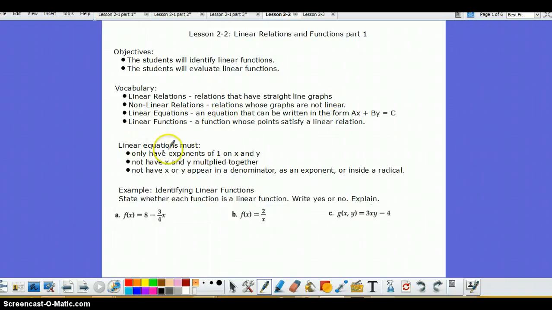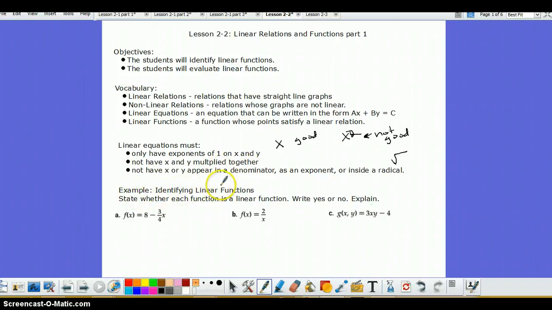Alright, so remember linear equations, this is algebra 1 stuff, must only have exponents of 1 on x and y. So if it's got x, you're good. If it's got x squared, not good. That means not linear. Same goes for y. They also must not have x and y multiplied together, and they must not have x or y appear in a denominator, an exponent, or inside a radical, which means a square root. For those of you that are like, radical, what's a radical?